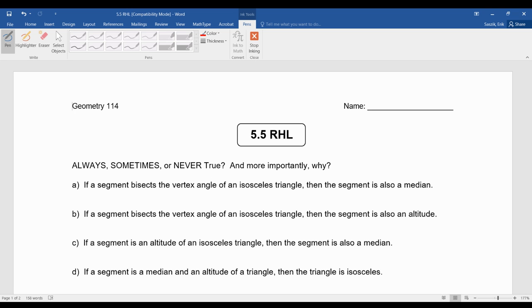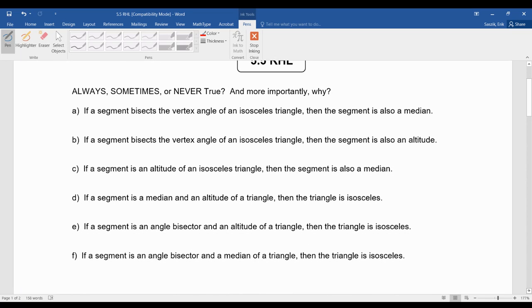So here is some always, sometimes, never practice. Just what you guys wanted, right? You should try these first yourself. Remember, sketch a diagram. If a segment bisects the vertex angle of an isosceles triangle.